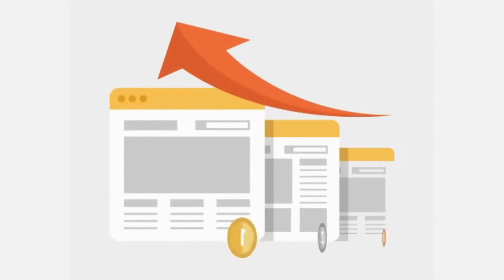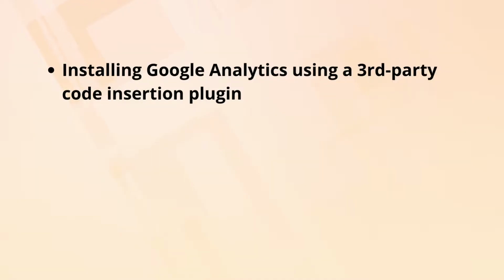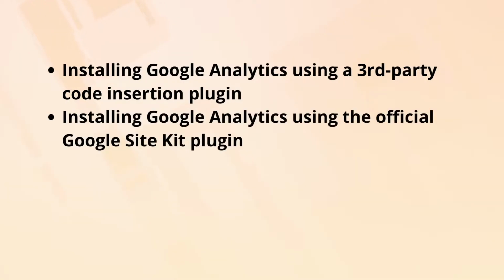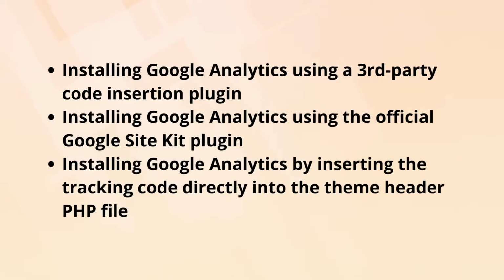These are installing Google Analytics using a third-party code insertion plugin, installing Google Analytics using the official Google Sitekit plugin, and installing Google Analytics by inserting the tracking code directly into the theme header.php file.